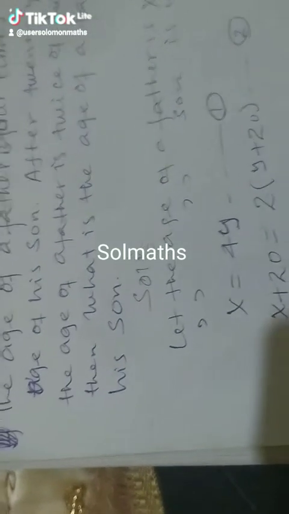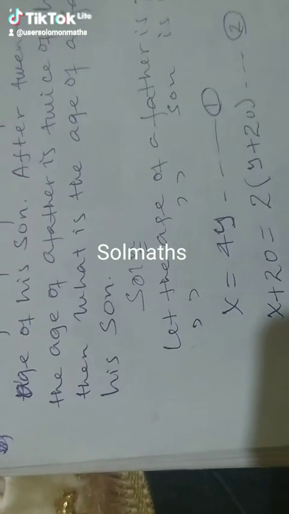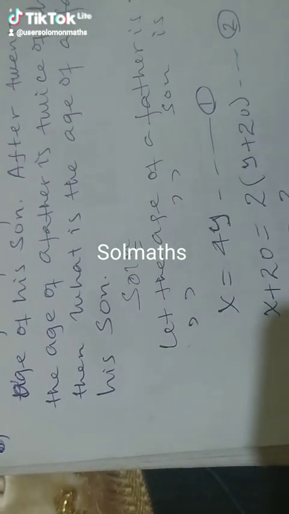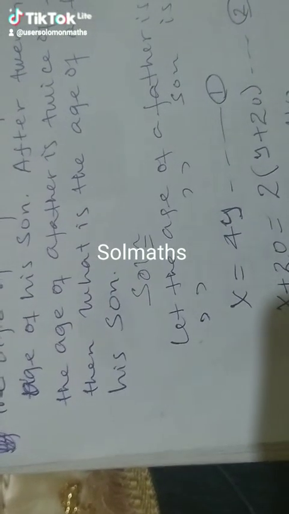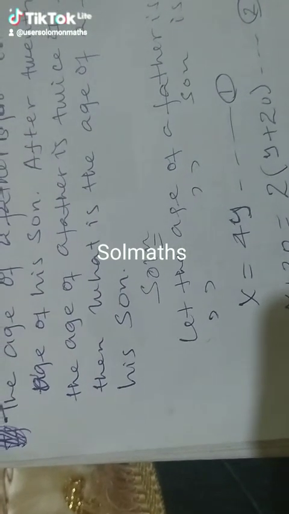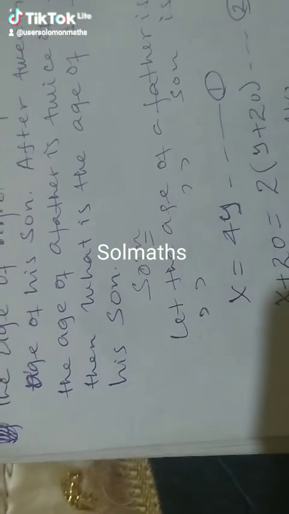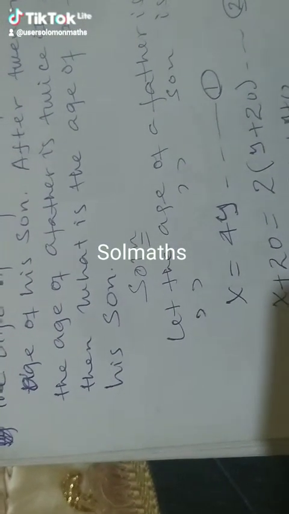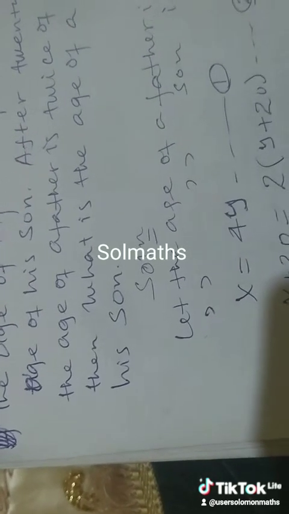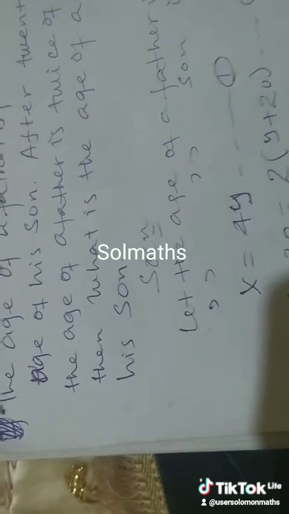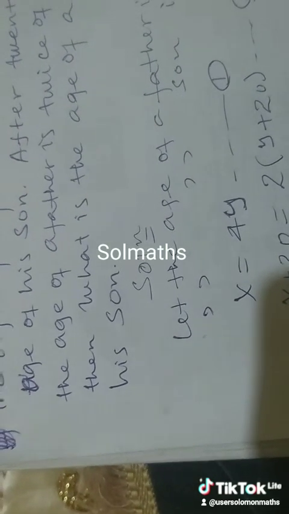Now combine these two equations. So from this, X plus 20 is equal to 2Y plus 40. This implies X minus 2Y is equal to 40 minus 20, since shifting 2Y to the left and 20 to the right gives a minus. This implies X minus 2Y is equal to 20.